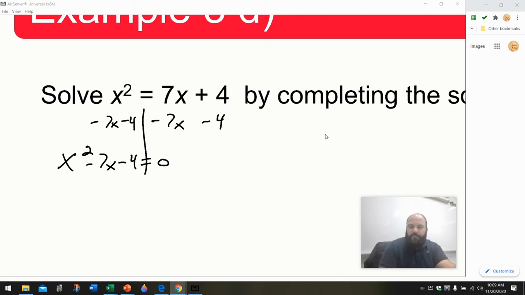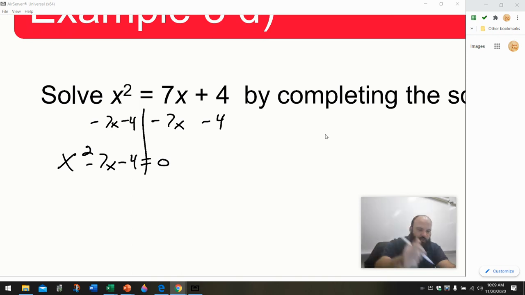Now again, if you tried to factor this on its own, you would need two numbers that multiply to give you negative 4 and that would add to give you negative 7. There are not two numbers that will do that. So we are limited on the technique that we can use. You should try more basic factoring techniques before you complete the square. This is definitely for problems that won't factor using more traditional methods.